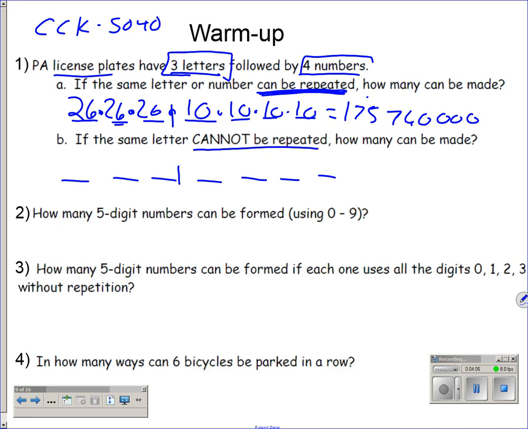If the letters cannot be repeated, you always work yourself left to right. How many options do I have right here? 26. If it cannot be repeated, so say I pick the letter A here, I cannot pick the letter A here. How many options do I have now? 25. Then 24. Right? And for the numbers, it doesn't specify anything, so they can still be the same. Because I've put some more stipulations on it, it's going to be a little bit less than this number. Probably not that much, but 156 million this time? Yeah, about that much.